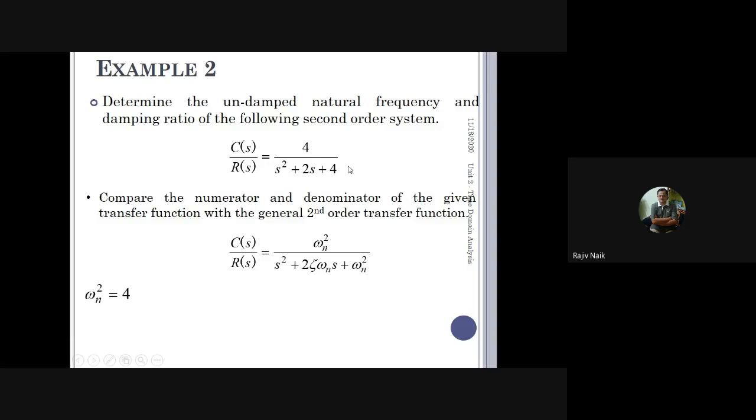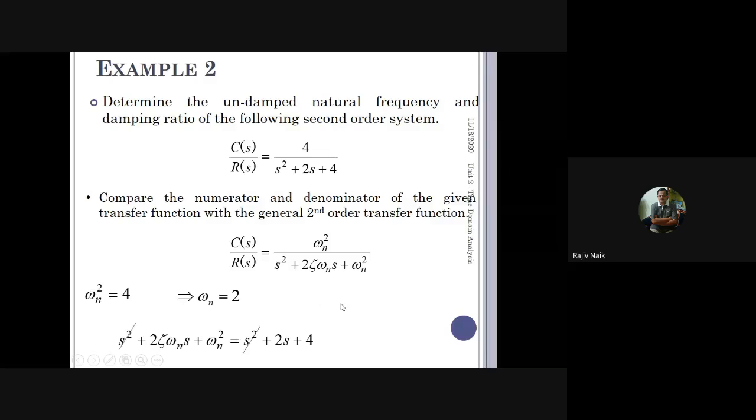This is our given problem. This is our standard equation. So from this you can see omega n square is 4. Is it okay? Omega n square is equal to 4, so omega n is 2. Similarly, if you compare these two, 2 zeta omega n is equal to 2.